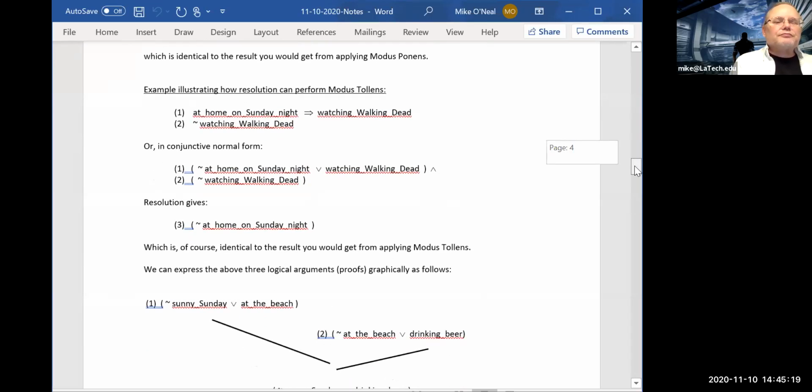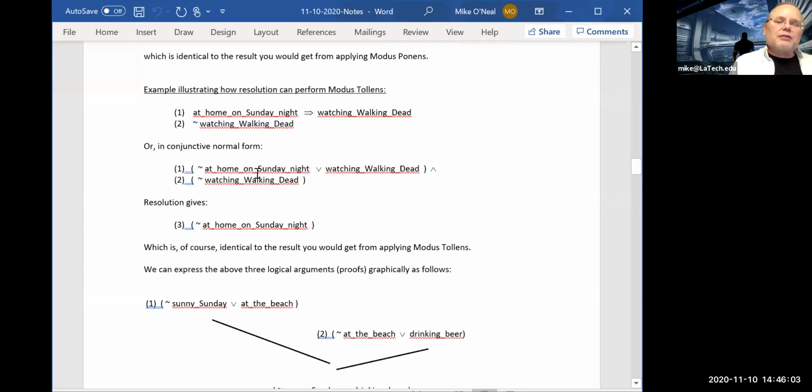How about modus tollens? So remember, modus tollens is not if I'm at home on a Sunday night, then I'm watching Walking Dead, and not at home on a Sunday night. That's not what modus tollens is. Modus tollens is at home on a Sunday night implies watching Walking Dead, and not watching Walking Dead. It's the conclusion that's negated, not the premise. So if I'm at home on a Sunday night, then I'm watching Walking Dead. But I know that I'm not watching Walking Dead. So what does that mean? It means I'm not at home on Sunday night.